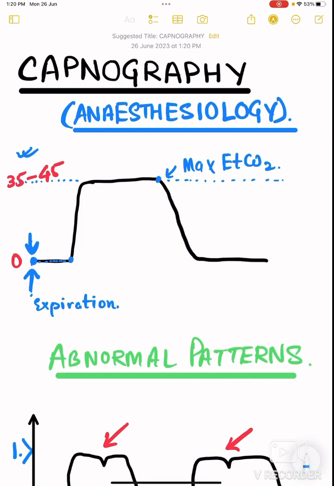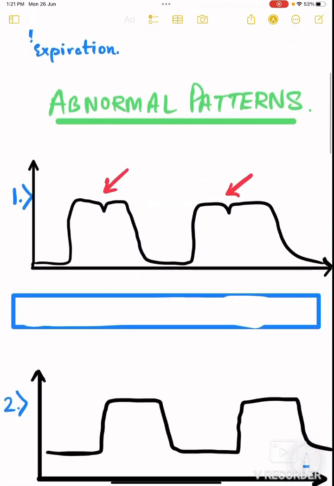After the dead space is over, there is a rise in the CO2, and the normal EtCO2 maximum is between 35 to 45. Then there is a plateau and then decreases because of inspiration, right? So this is a normal EtCO2 graph. It looks like this. Now we have to study about the abnormal patterns.